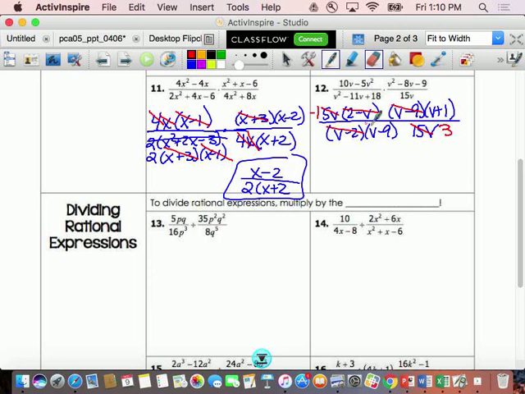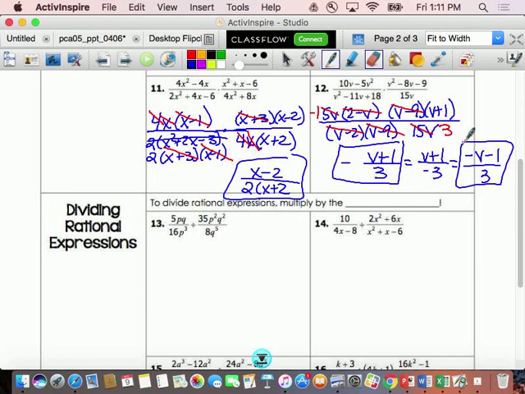And then my v minus 9 cancels out, and my final answer is negative v plus 1 over 3, which could also be written as v plus 1 over negative 3, which could also be written as negative v minus 1 over positive 3. This one is kind of frowned upon when you put the negative in the denominator, but it's not wrong. These two are more favorable. Questions?